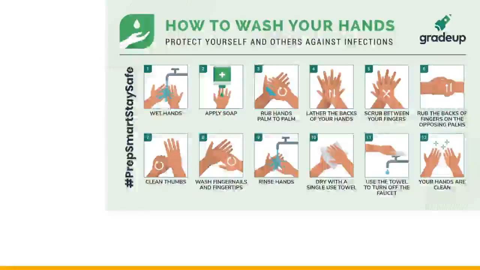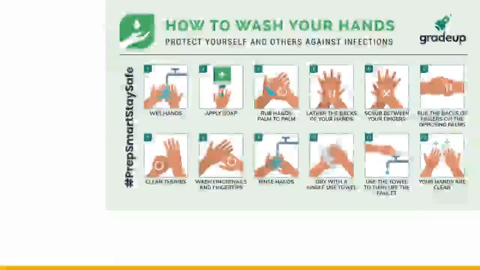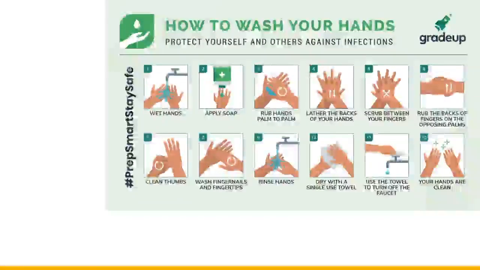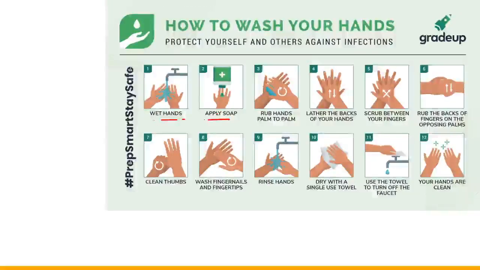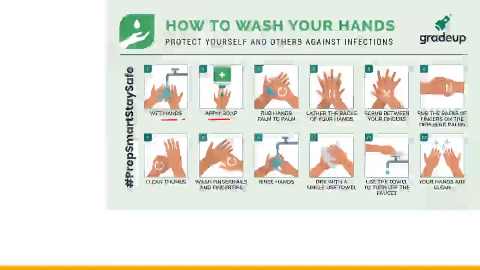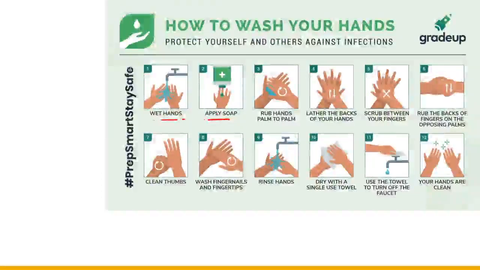Okay, so I'll be telling you how to protect yourself from the coronavirus, because for that you need to have a hygienic routine, and you need to sanitize your hands and wash your hands frequently, so that you're not infected with this deadly virus. There are basic 12 steps to wash your hands. First, you need to wet your hands, second is apply soap, third is rub hands palm to palm, fourth is lather the backs of your hands, then scrub your hands. So these are the basic steps so that you have an idea how to wash your hands.